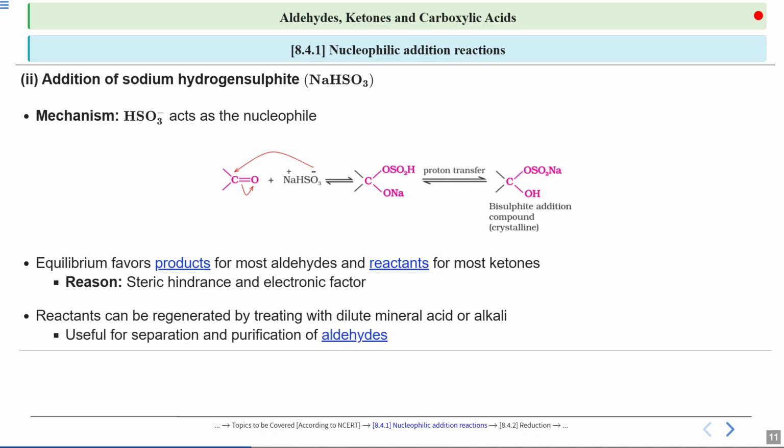Now this reaction is particularly useful for the separation and purification of aldehydes. In industrial settings, this can be crucial for producing pure compounds, which are needed for pharmaceuticals or for fragrances.